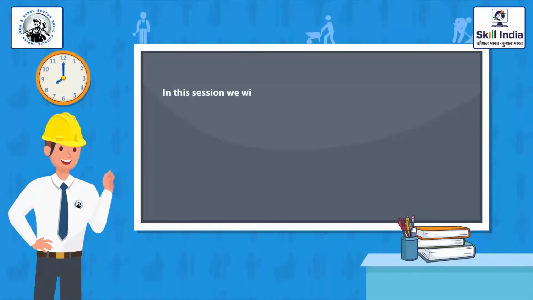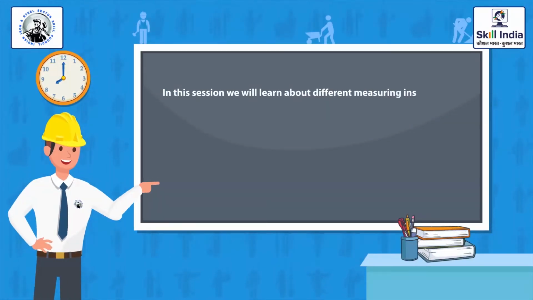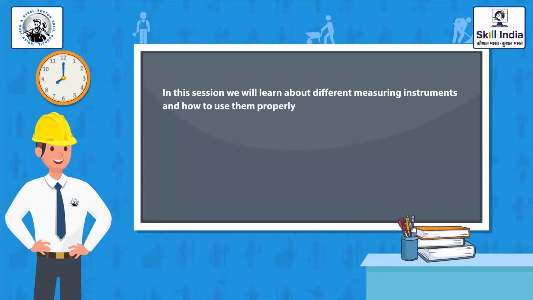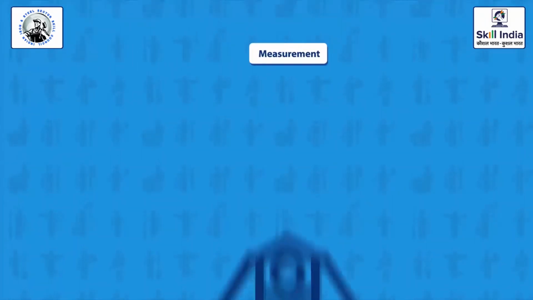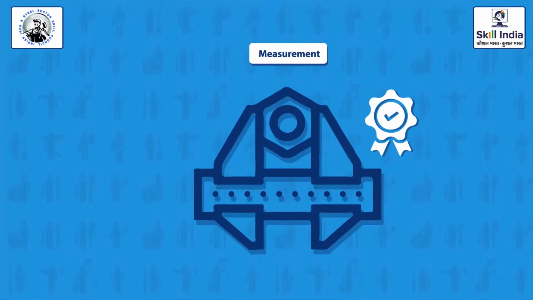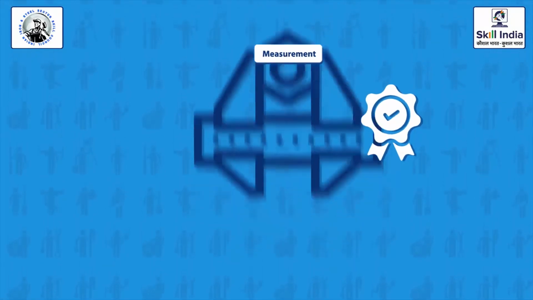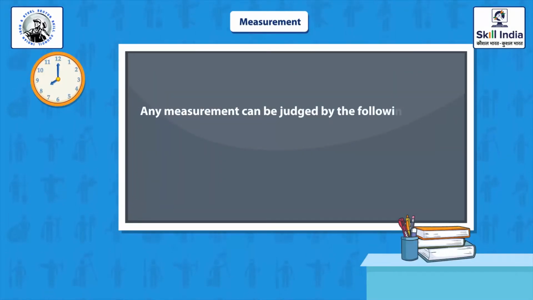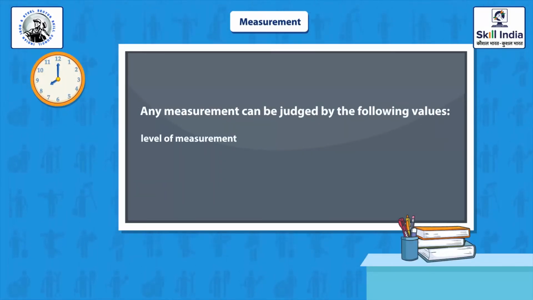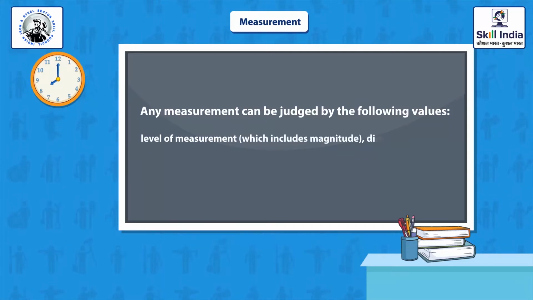In this session, we will learn about the different measuring instruments and how to use them properly. By the end of this session, you will be able to identify different measuring instruments and their proper use. Measurement is the comparison of one quantity with a standard quantity. Any measurement can be judged by the following values: level of measurement, which includes magnitude, dimensions, units, and uncertainty.